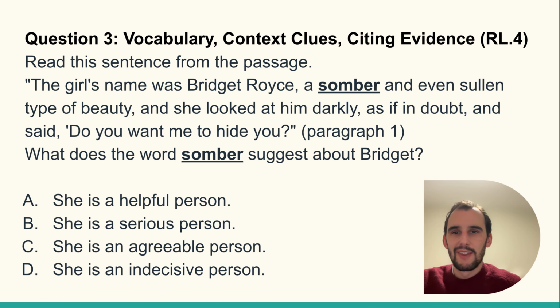And so that's the best I've got for you if you got question 3 wrong. There are some questions that you're just going to not be able to know, and that's okay. You're going to get a couple questions wrong, most likely, but you want to give yourself the best chance possible. And this is, I think, the way that you could try to use context clues to figure out the meaning of somber.